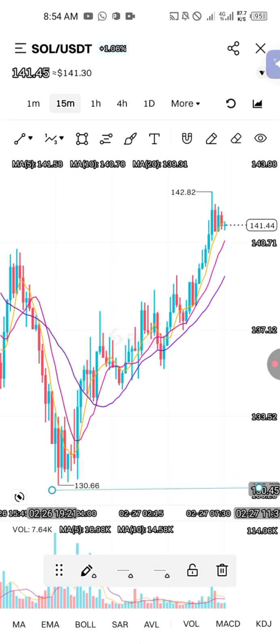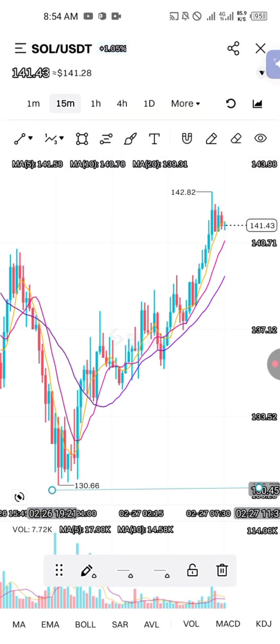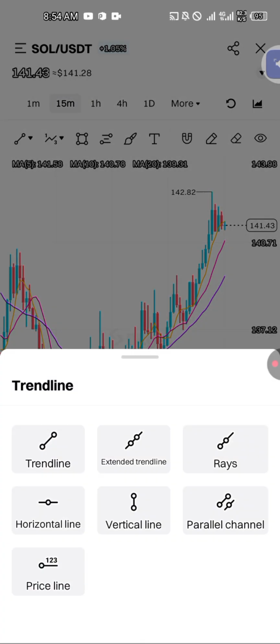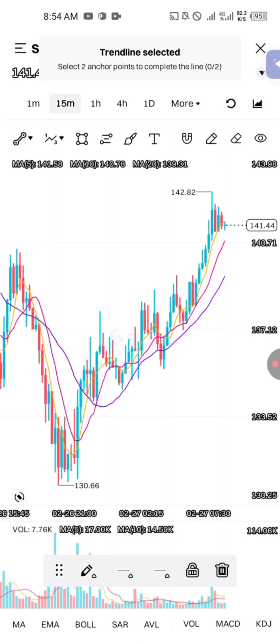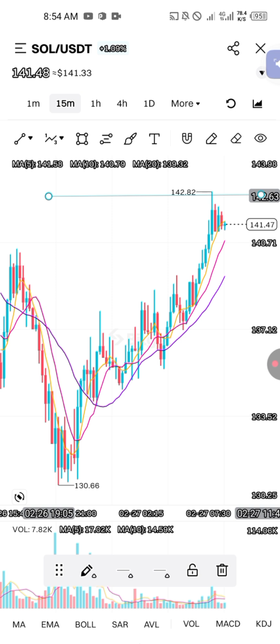Then also, if I want to draw my own resistance line, I'm going to use the upper line, right? So I'm going to use this one. Let me show you guys. I'm going to draw it right here. So you can see right here, I'll draw my resistance line right here, and I'll draw my support line right here. Let me just lock this one.